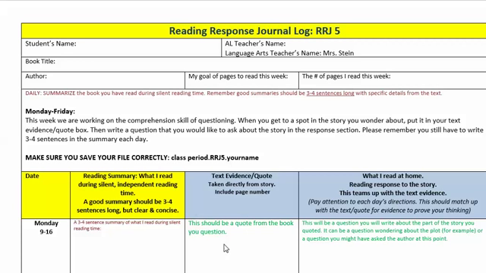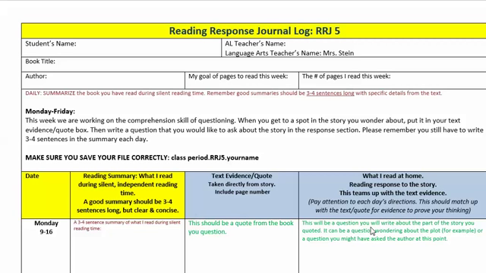A lot of you guys are forgetting that page number, and it's going to help you when you go to do a book report, which is coming up very, very soon. Then write a question that you would like to ask about the story in the response section. Now it does say what I've read at home, but if you find a section that you want to use during class reading, please use it. There's absolutely no reason to have to do this paper at home. I give you plenty of time to work on it in school.